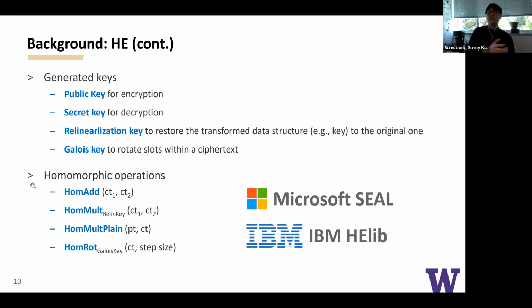In addition to the key generation function, some arithmetic operations and other operations are supported. For example, we can add two ciphertexts to each other. Also, we can perform a subtraction between ciphertexts, which is a variant of homomorphic addition. We can multiply two ciphertexts, and we can also perform multiplication between plaintext and ciphertext, which corresponds to multiplication by a constant. And using the generated Galois key, we can perform slot rotation within a ciphertext.